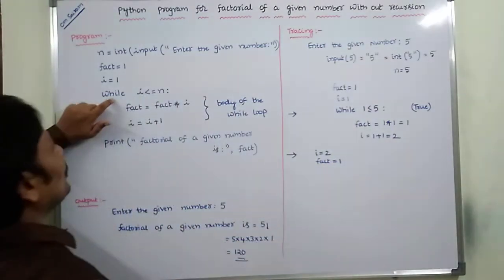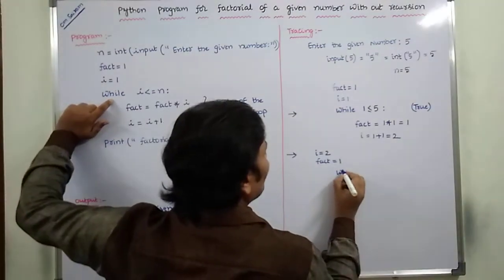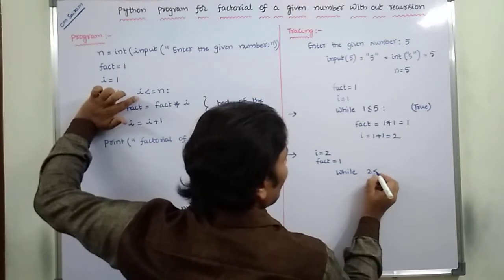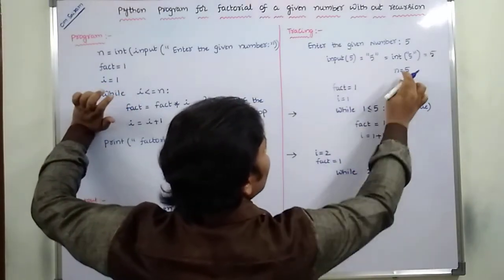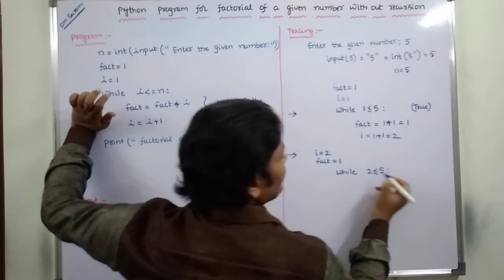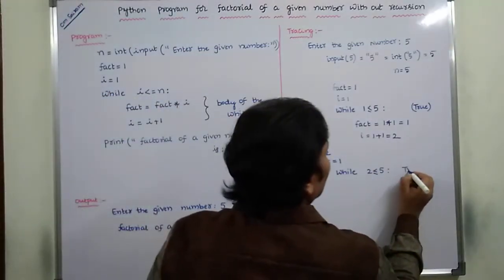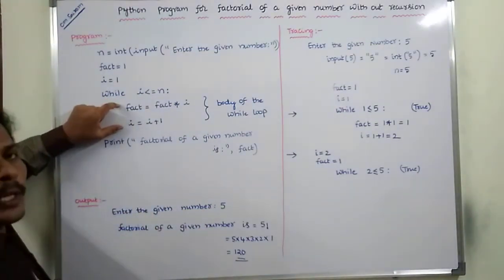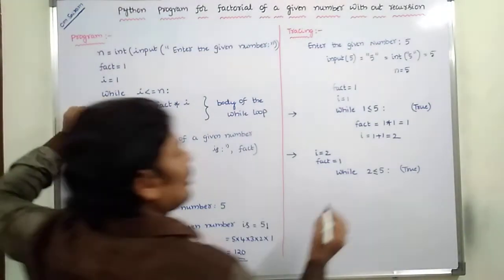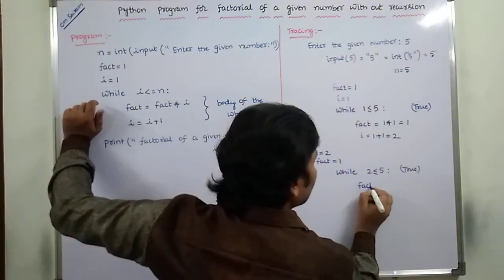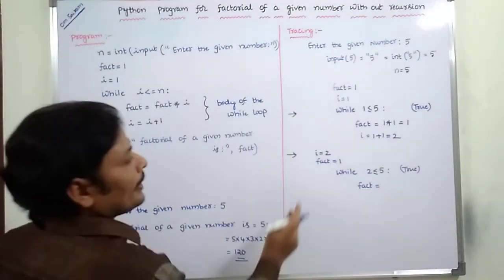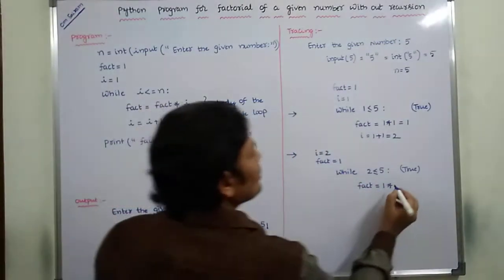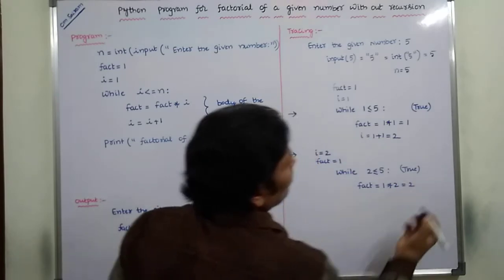Okay, next go to this while loop. While I value now 2, 2 less than or equal to n. n value is 5, 2 less than or equal to 5, that is condition true. Condition true, then the control goes to the statements within the body of the loop. Now fact is equal to fact into I. Fact value is 1 into I value is 2. So fact is equal to 2.